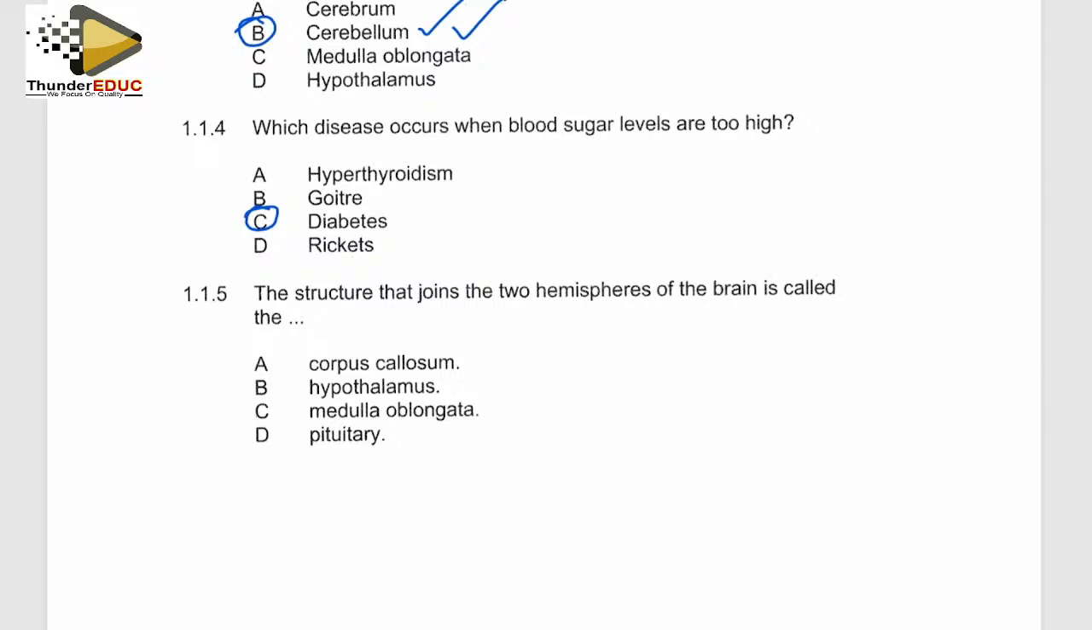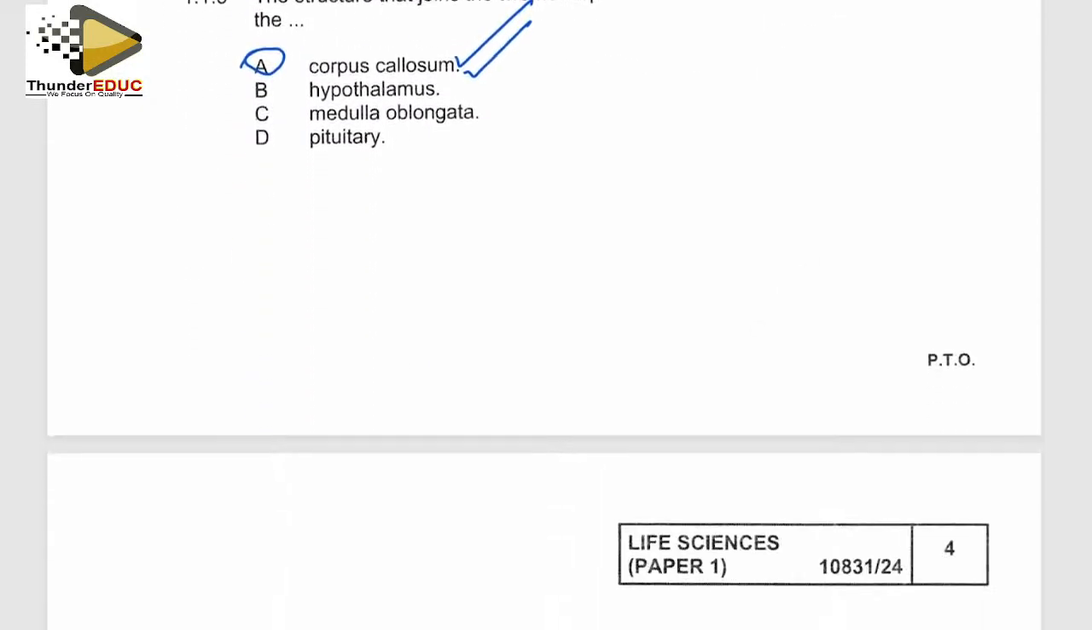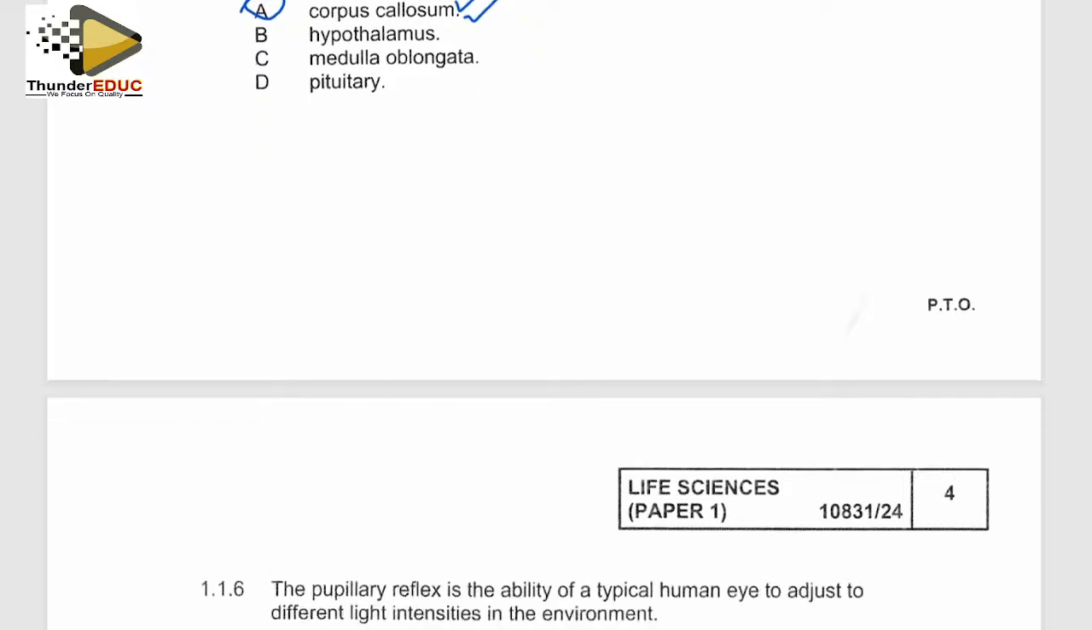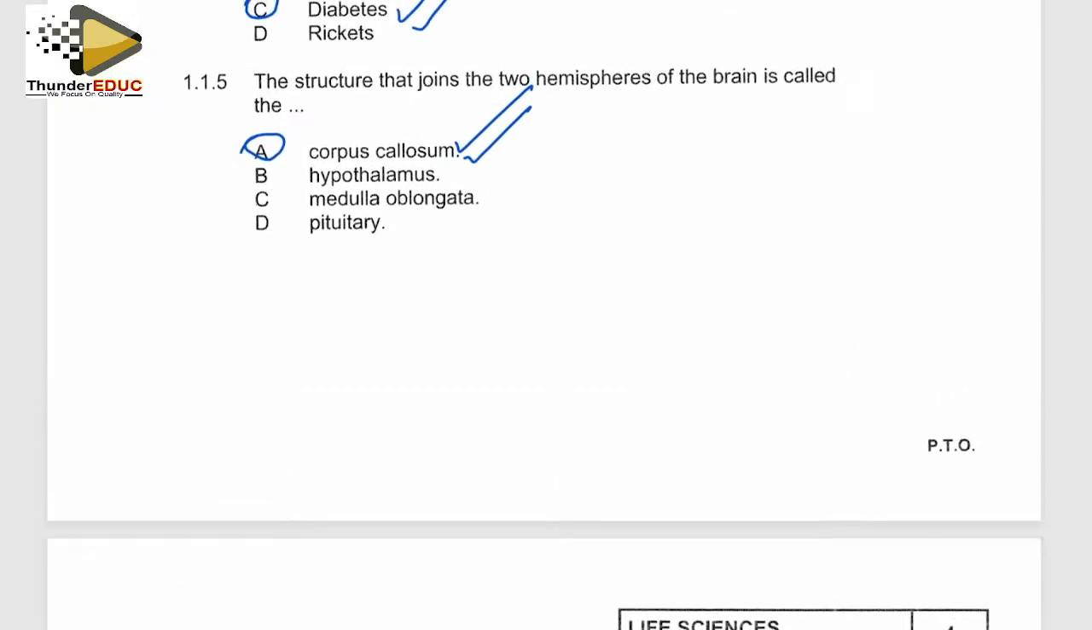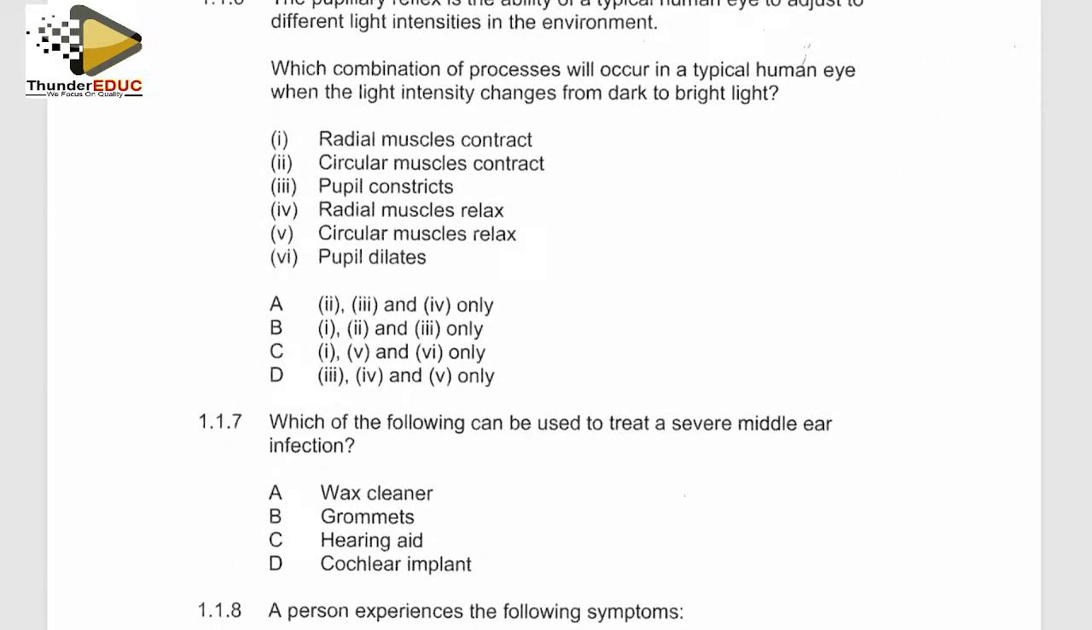Question 1.1.5: the structure that joins the two hemispheres together. We talked about it. We said it is the corpus callosum. So you get 2 marks there. I think here you got all those 2 marks, which means you got 10 out of 10 in that small section. Then we go to 1.6.